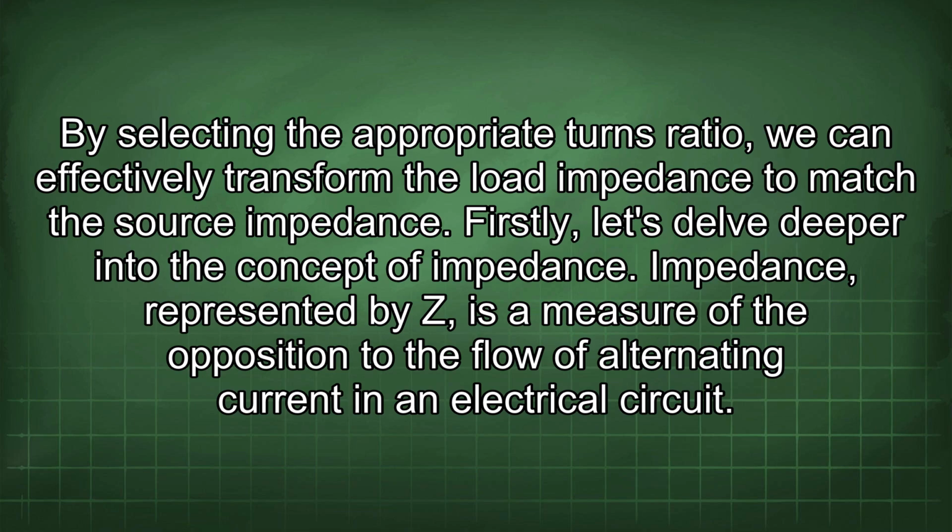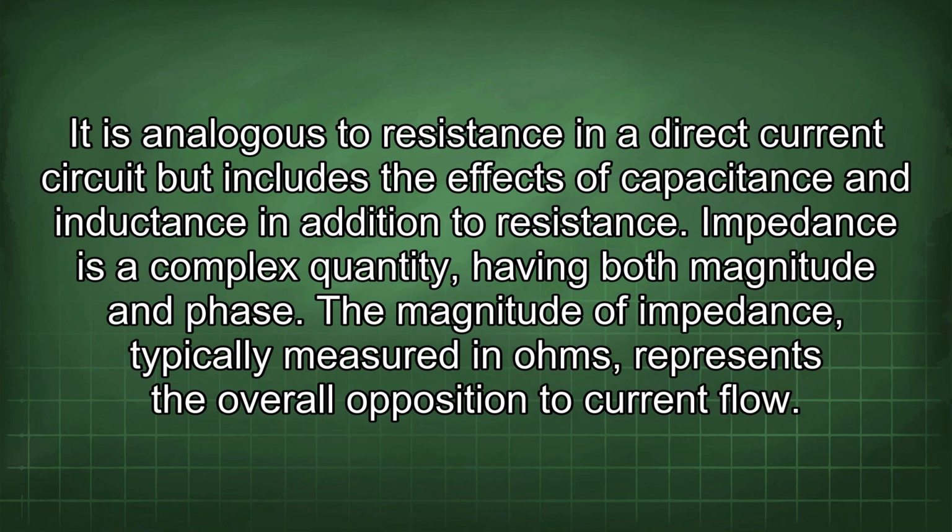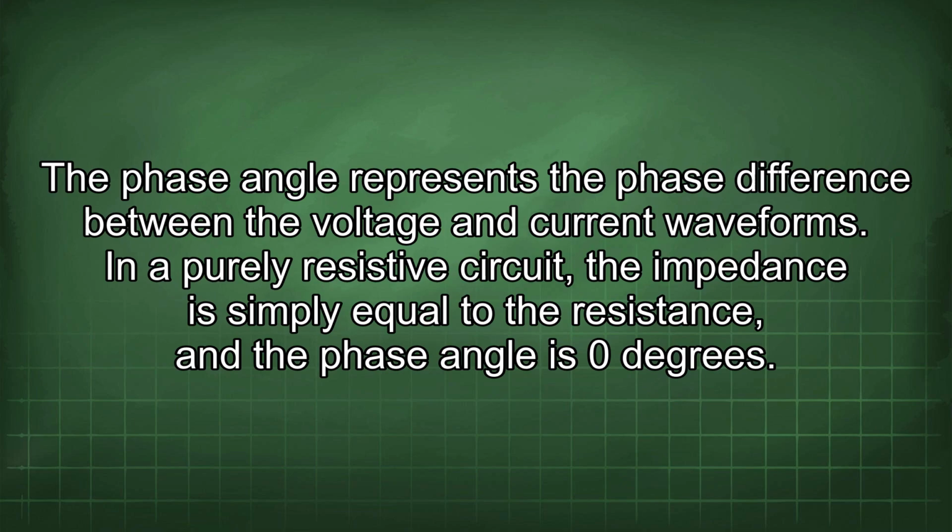Impedance, represented by Z, is a measure of the opposition to the flow of alternating current in an electrical circuit. It is analogous to resistance in a direct current circuit but includes the effects of capacitance and inductance in addition to resistance. Impedance is a complex quantity having both magnitude and phase. The magnitude of impedance, typically measured in ohms, represents the overall opposition to current flow. The phase angle represents the phase difference between the voltage and current waveforms.